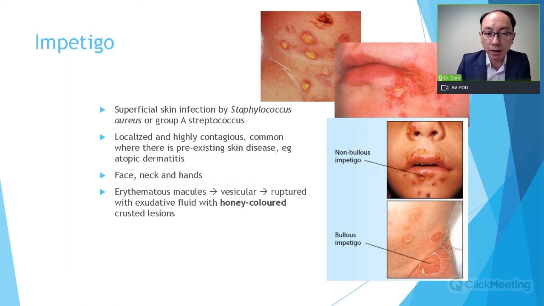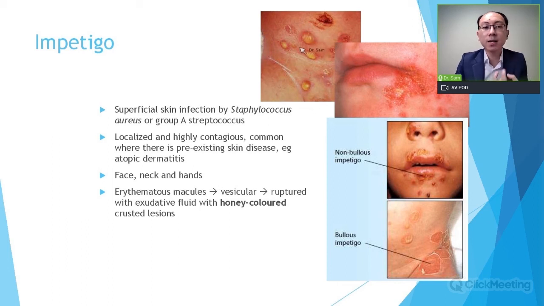You can look at this picture. This will be at the angle of the mouth, at the face, or over the nostril. Most of the time, patients also have a pre-existing skin condition like atopic dermatitis. Initially, you will see erythematous macules. Then they will form a vesicle. Look at this picture here, at the baby's abdomen, they have vesicles.